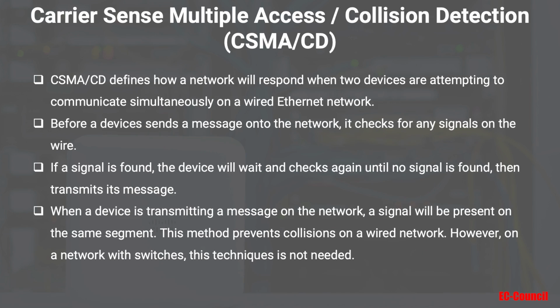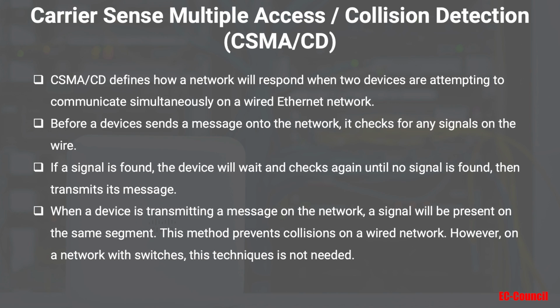However, there's another challenge when using a hub network. Only one device can transmit at a time. If 2 devices are transmitting simultaneously, a network collision will occur. To prevent such a collision, there's a technology called Carrier Sense Multiple Access Collision Detection.